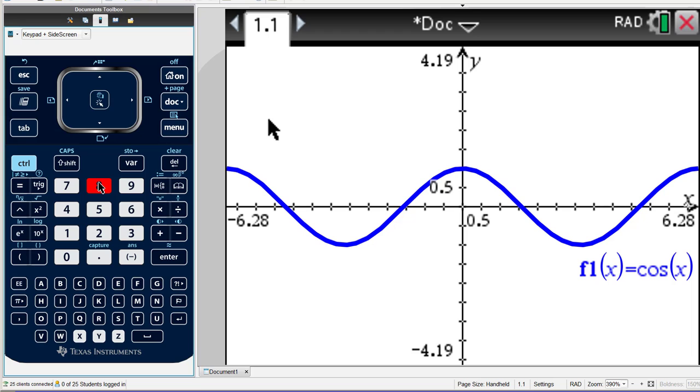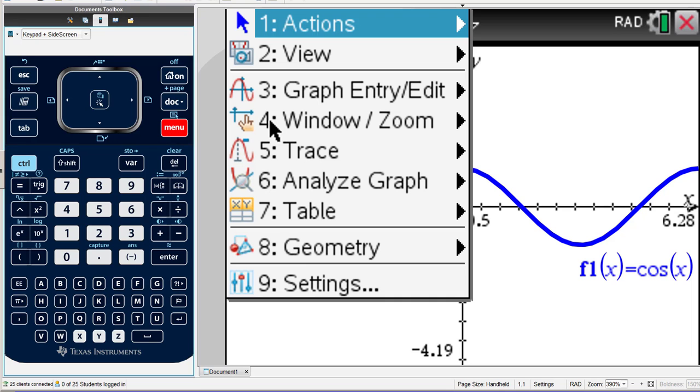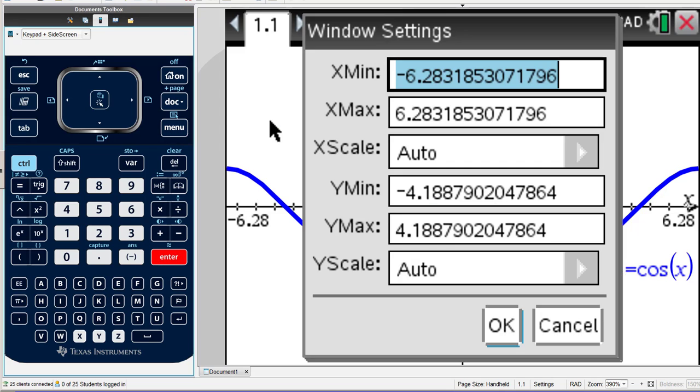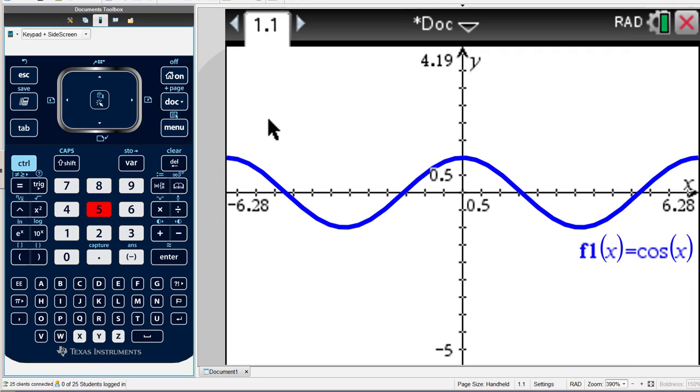If you'd like, you can also adjust by hand your window settings. So if I wanted my y scale to be by ones, I could do that. So like negative 5 to 5. So then I can kind of see what's happening. And you notice it does say 0.5 on the y scale. So if you wanted that to be just by single units, you could do that as well.